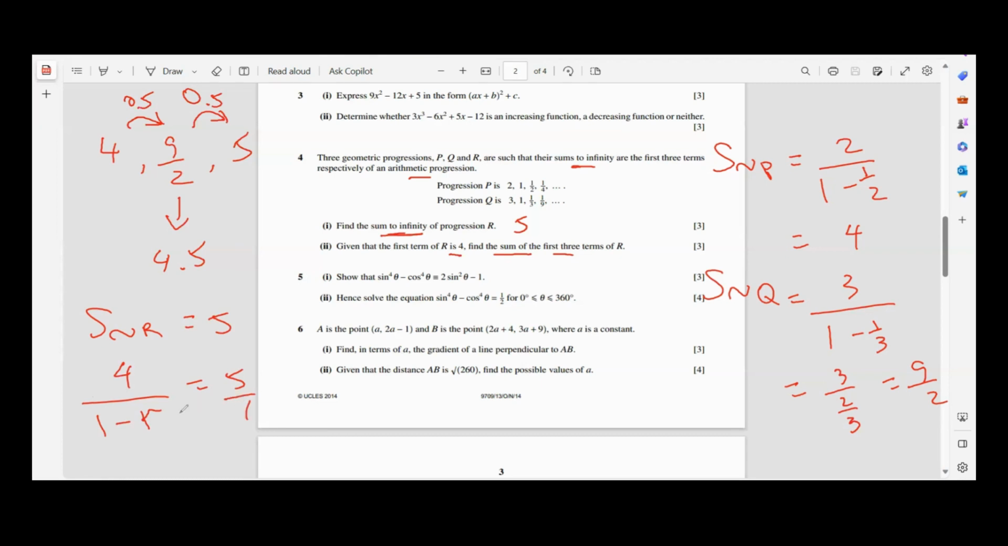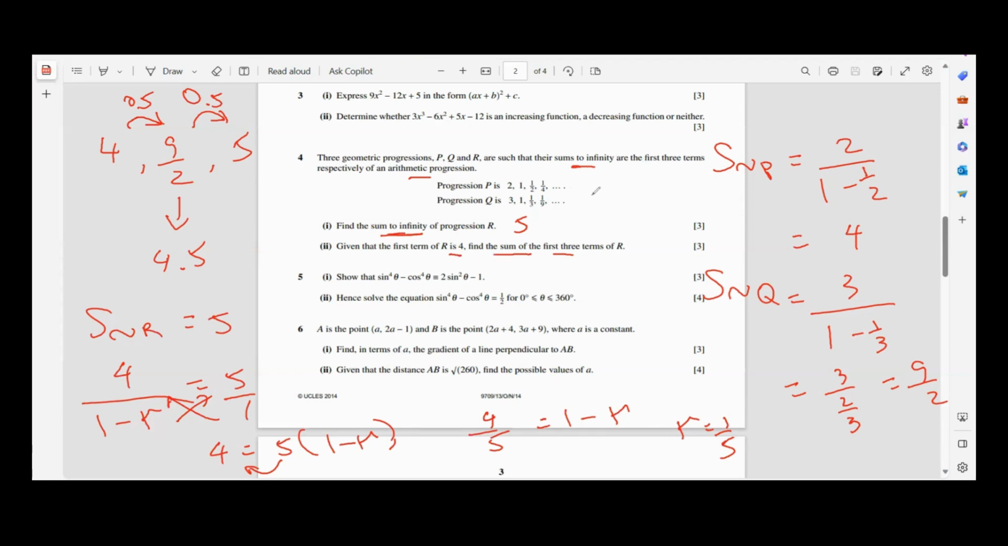So this is cross multiply. So it becomes 4 equals 5 times 1 minus R. Remove the 5, so we got 4 over 5 equals 1 minus R. So R equals 1 over 5. So the ratio is 1 over 5. And then it asks us to find the sum of the first 3 terms.